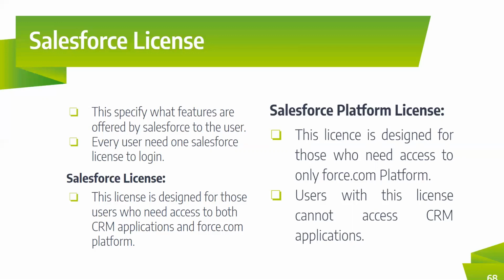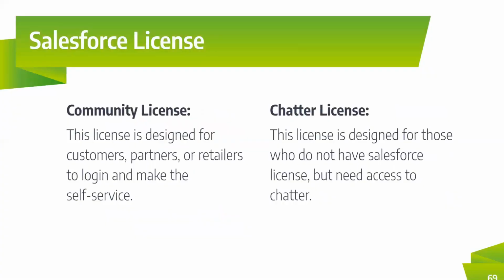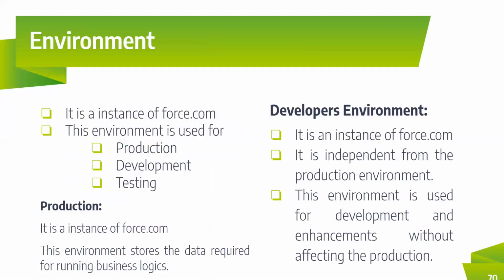platform. Users of this license cannot access the CRM application. Whereas the community license is designed for customers, partners, or retailers to log in and use self-services. Through this, only self-services are offered. So those who can access are your customers, partners, or retailers. Whereas coming to the Chatter license, the Chatter license is meant for chatting, right? It is for those who do not have a Salesforce license but need to access Chatter. They'll be able to access only Chatter, right? Not more than that.